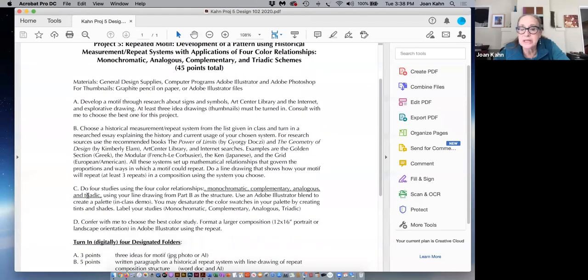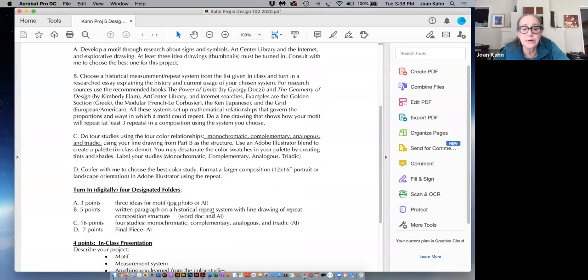Then in part C, you're going to do color studies. That's much further along in this project. And you're going to confer with me to find the best color study and format it into a larger composition, which we normally print and mount. But this time you're just going to show us the final composition digitally. So at the end of the project, as usual, I give you what has to be turned in. You're going to turn in 4 designated folders. And you're going to do, finally, on the last day of class, an in-class presentation.